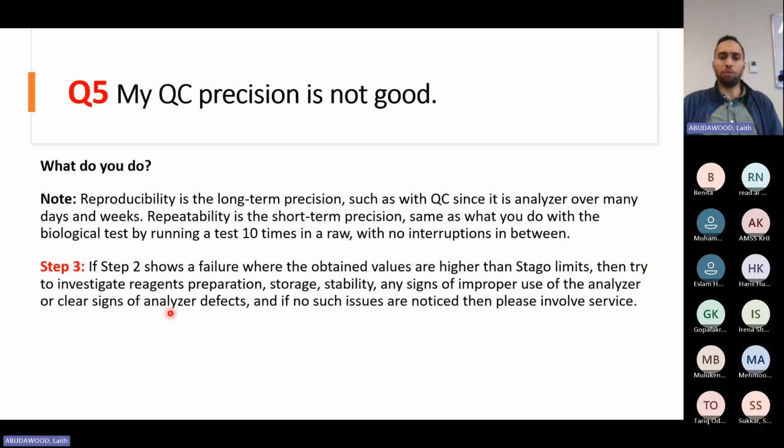And this is the part where I mentioned to you that if all of this fails, now you have to look for other things. That's where the investigation gets deeper. That's it.